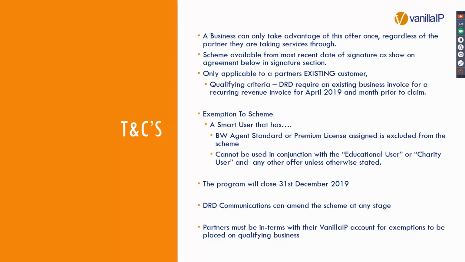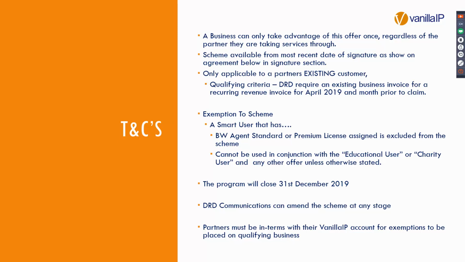Standard extensions are, however, fine. Same with the charity user. You wouldn't be able to convert it to a charity status customer after the 12 months. The program's scheduled to run until the 31st of December 2019, and we have reserved the right to amend the scheme if we've obviously made any errors. Partners, final term, partners need to be in terms, so you need to make sure that your accounts department are satisfying our invoices for any discount claims or criteria claims to be considered.